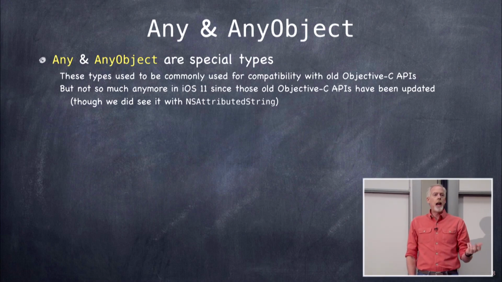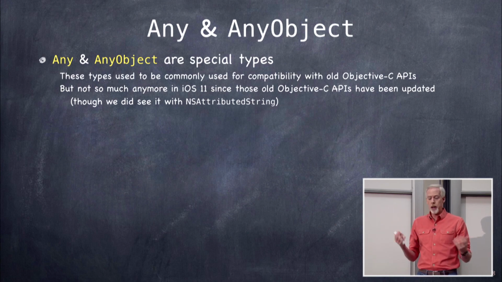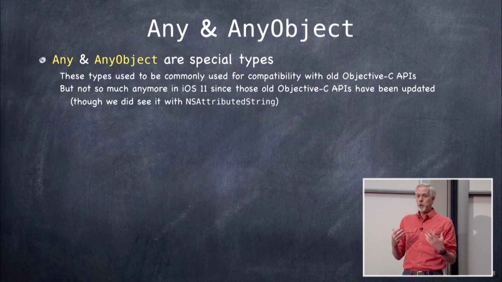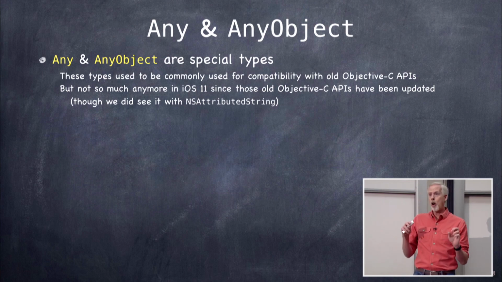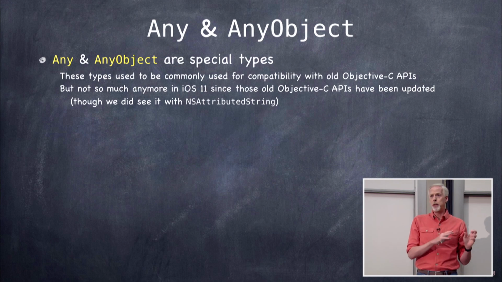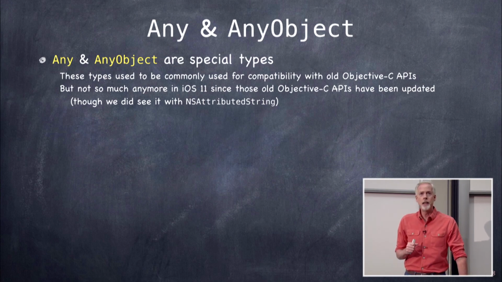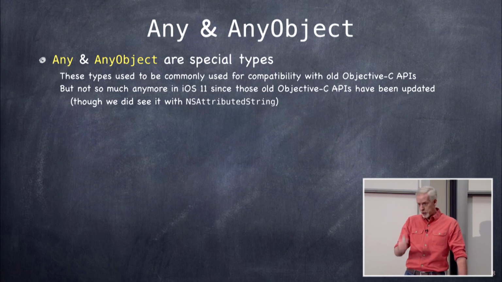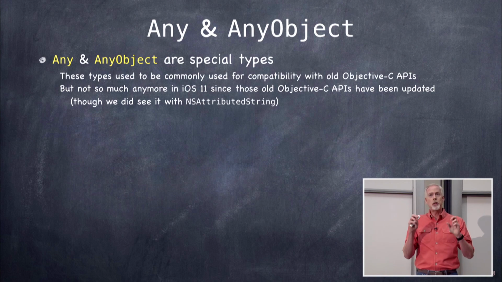And I told you that any means you don't know what type it is. It could be any type. Okay, and we also know that that's not very Swiftian because Swift is strongly typed. Okay, so any and AnyObject are in there for compatibility with Objective-C. Objective-C had a very important type called id, which was essentially any, and it was built into all the APIs. So when Swift came along and tried to be strongly typed, it had to have this one concession.